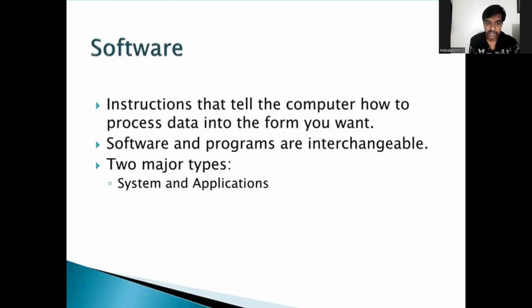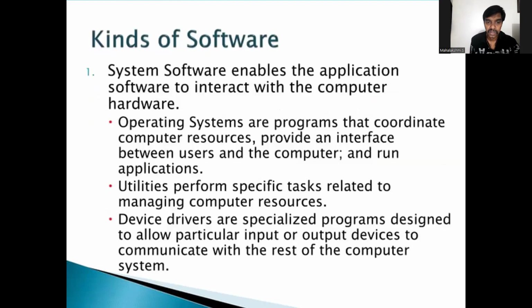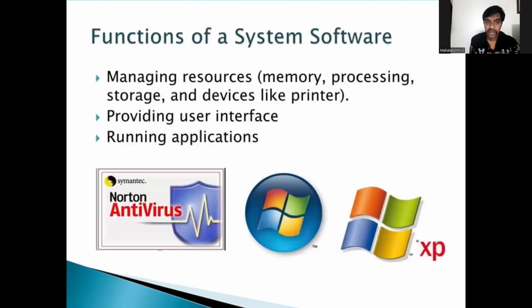And software is classified into two types: one is system software, and number two is application software. And kinds of software are applicable in terms of operating systems, or programs that coordinate the computer resources, which provide an interface between the user and the computer. And the next one is utilities, which perform specific tasks related to managing computer resources. And third, device drivers, which are specific programs designed to allow a particular input and output device. And the functions of system software are provided in terms of user interface, running applications, memory, storage, and so on.